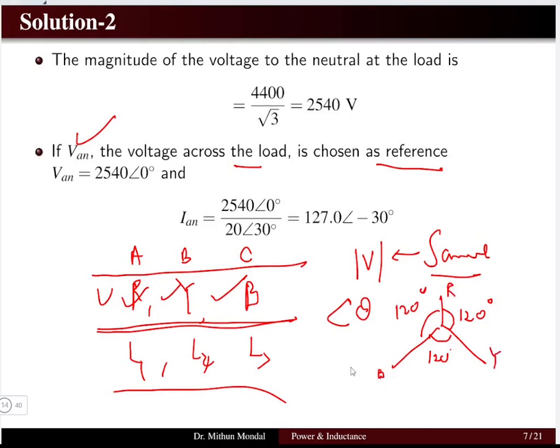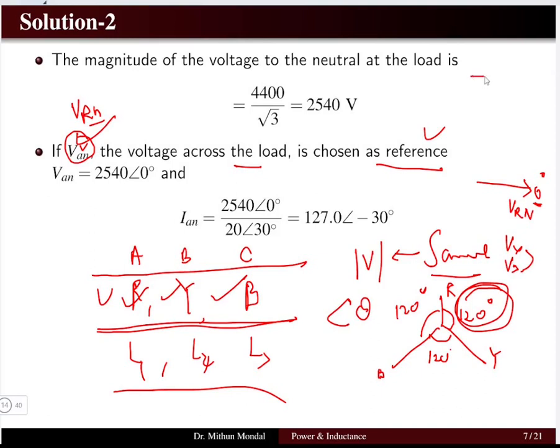Now I have to take one phase as the reference phase. Reference means at 0 degree. So if I take phase A as the reference, you can write R also, Rn, at 0 degree, the other phases Y and B will be shifted by 120 degrees. One will be at minus 120 degrees and another at plus 120 degrees. Then the system will be balanced, and this is a three-phase system.